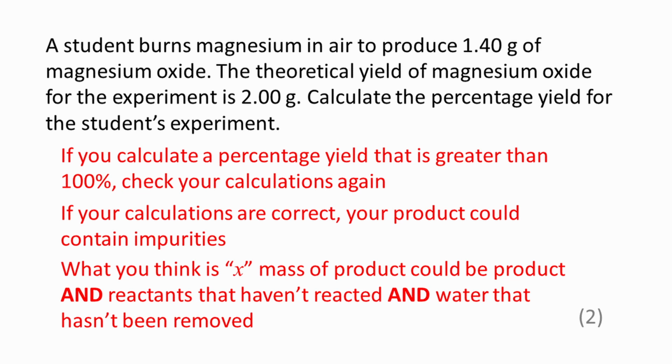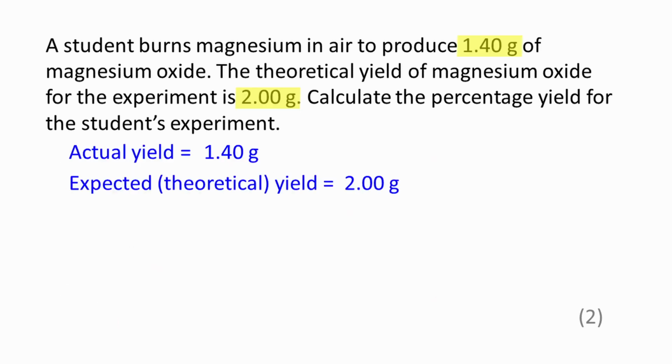If you calculate a percentage yield that is greater than 100%, first of all, check your calculations again. If your calculations are correct, your product could contain impurities. What you think is X mass of product could be product and reactants that haven't reacted and water that hasn't been removed. The actual yield is given in the question.